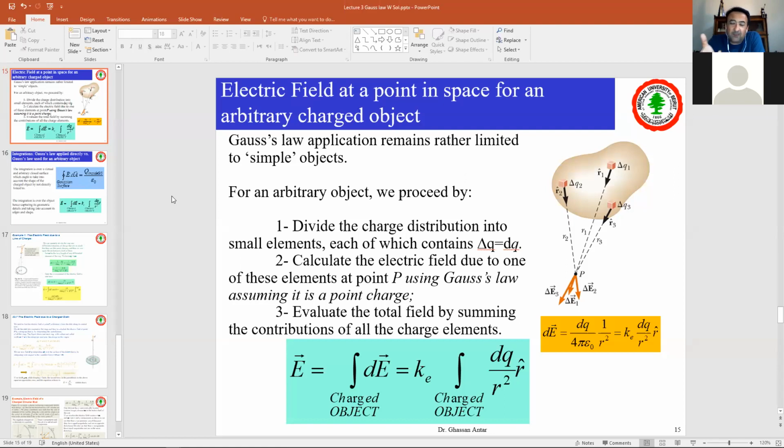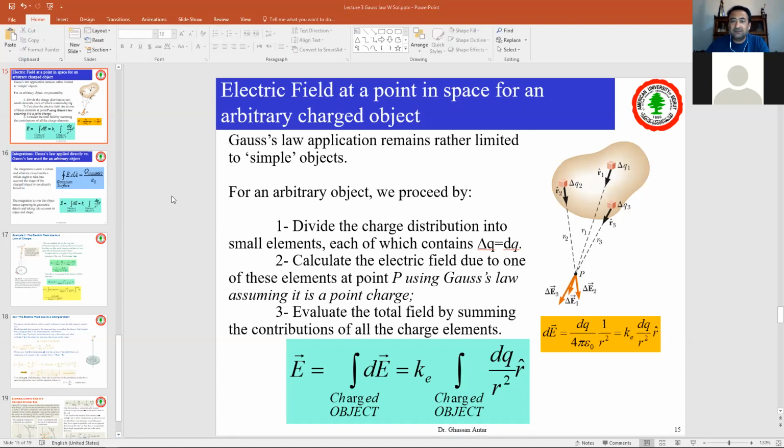Why? Because an object may not have a spherical symmetry. A line, a wire may not be infinite. A sheet may not be infinite either. And if they are not infinite, then designing the adequate Gaussian surface and solving the problem is extremely difficult. So we have to invent other ways, which will take into account the geometry of the object, but of course it has to be based on Gauss's law. It cannot be based on something else.